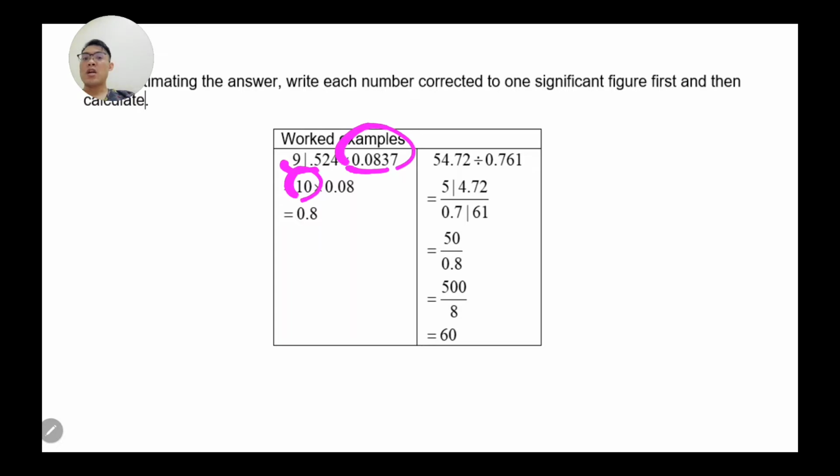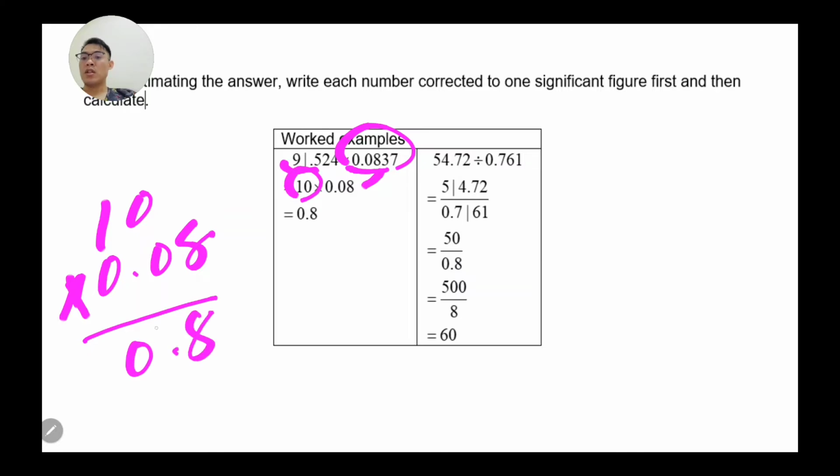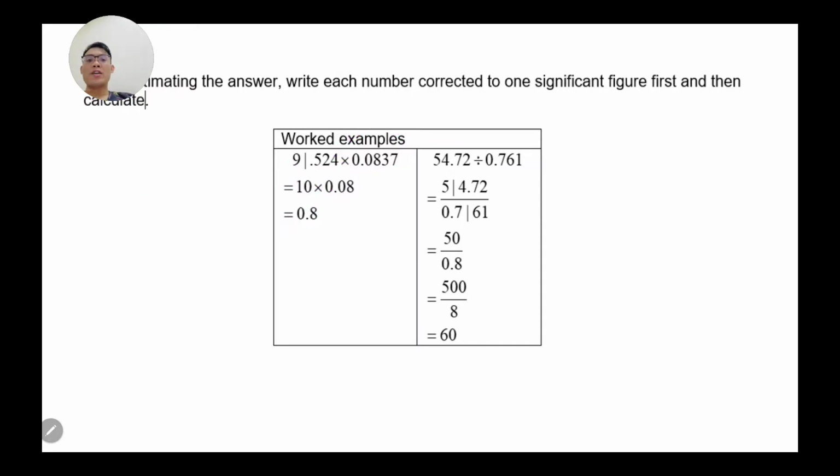Now for this one here, 0.0837 has three significant figures. So we have to round it off to one significant figure also. So it becomes 0.08 alone, right? Now 10 times 0.08 is equal to 0.8. That's your answer. And you don't need to round this to one significant figure because 0.8 already has one significant figure.